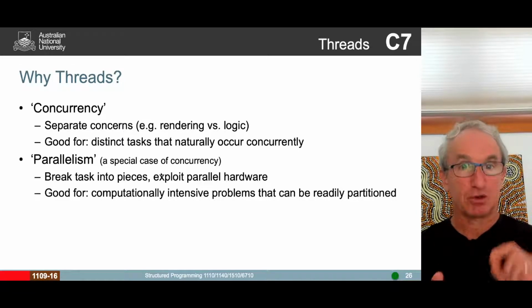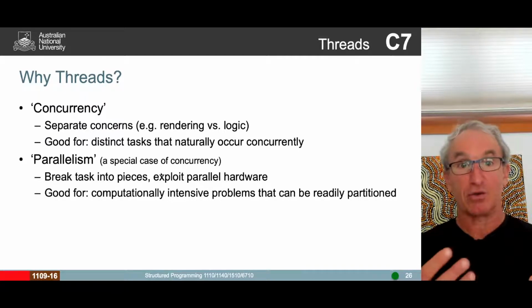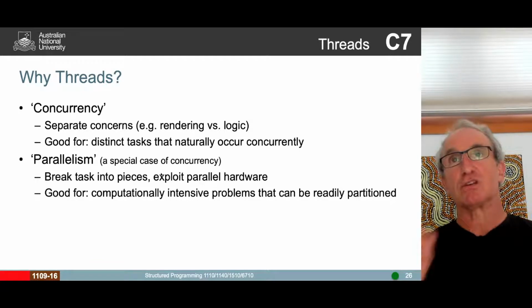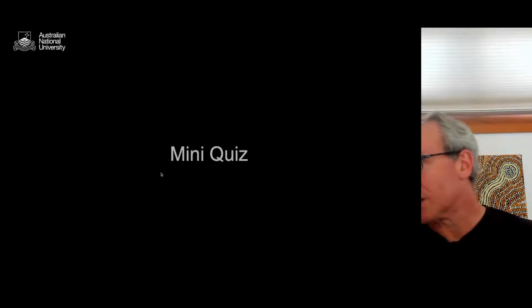Parallelism, as I said, is a special case of concurrency, where you break a task into pieces and you exploit the fact that you've got multiple workers, you've got parallel hardware. And so it's good for computationally intensive problems that can be readily partitioned. So it's good for the checkout thing, it's good for the bake sale, but it's useless for baking a single cake. So it depends on the problem. And with that, let's open the poll.